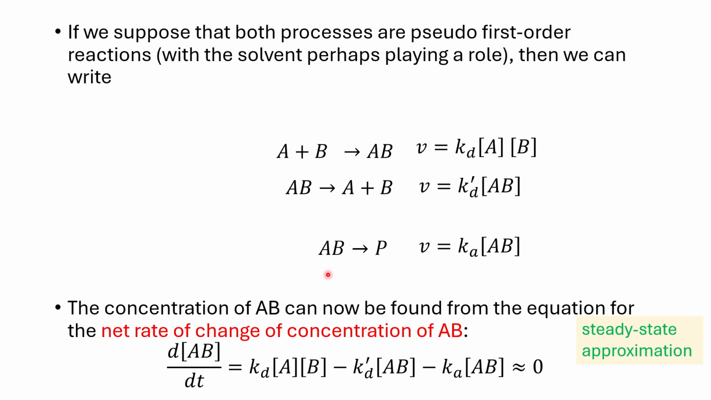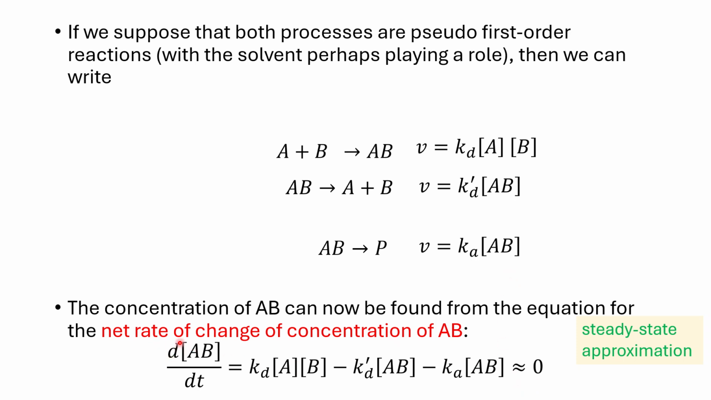Or if the encounter pair successfully produces the product, we have the rate of the reaction as Ka multiplied by the concentration of the encounter pair. So in order to find the concentration of this encounter pair, we apply the steady state approximation, where we assume that the net change of the concentration for the encounter pair is equal to 0.